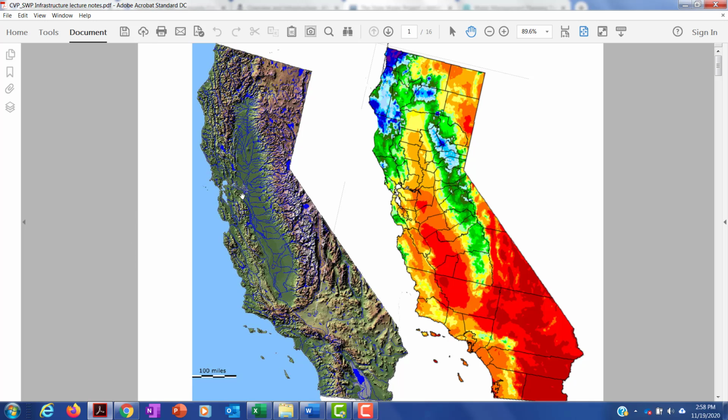This one on the left has drainages exaggerated. It doesn't let you know that the north is wet and the south is dry. These rivers down here in southern San Joaquin Valley are mostly dry now. This map on the right is the distribution of rainfall. And again, Professor Lund goes into that in more detail, but you can see here the stark reality. Blue is lots of rain, red is no rain.